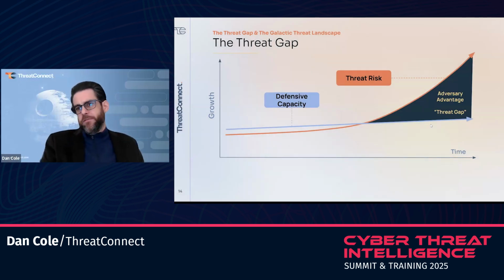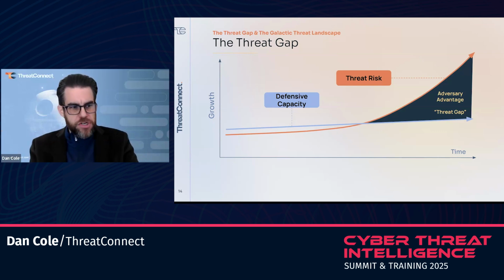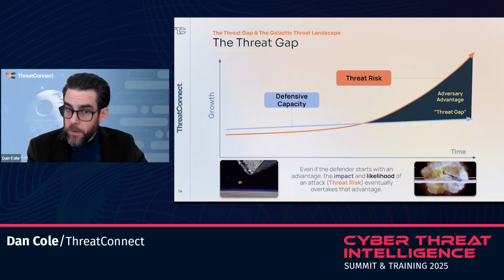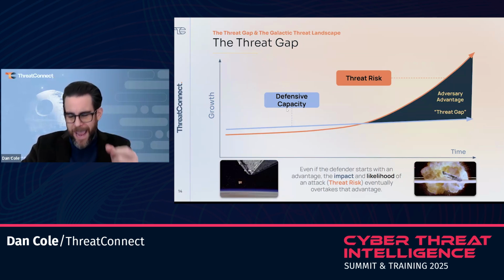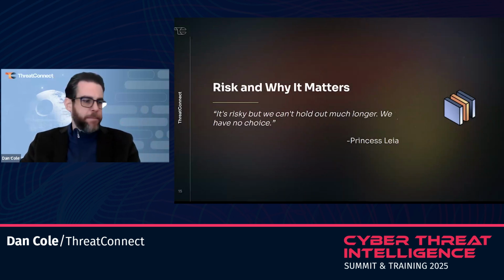And so if we graph these two things out, threat risk and defensive capacity, what you see is that, on the left, we might start with a defender advantage, but over time, that multiplicative relationship causes that adversary advantage, which I'm calling the threat gap, to grow and grow and grow. And so what this means is that even if the defender starts with an advantage, as that threat risk grows, eventually that risk is going to overtake it, and we're going to see an adversary advantage. So keep that threat gap in mind.